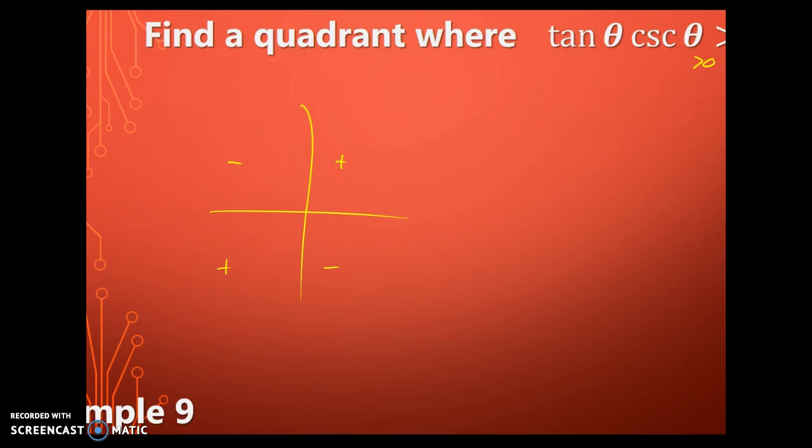Again, thinking back to that slide where all students take calculus. Cosecant is based off sine. Sine is positive here, negative there, and negative there. If these things are multiplied together and I want them to be greater than 0, that happens in both of these spots. So it's true in quadrant 1 and quadrant 4.